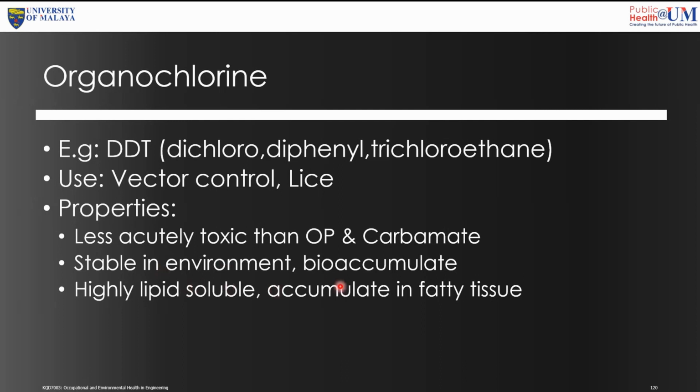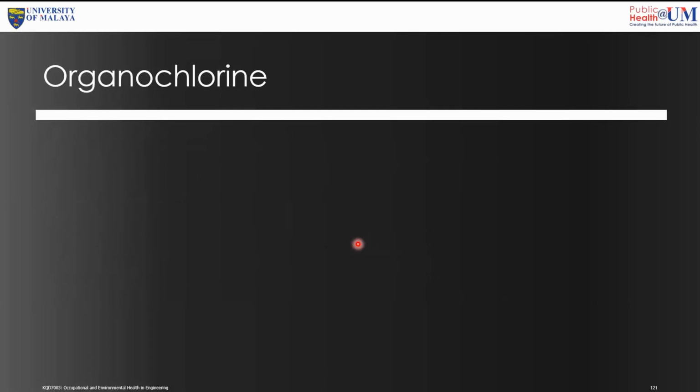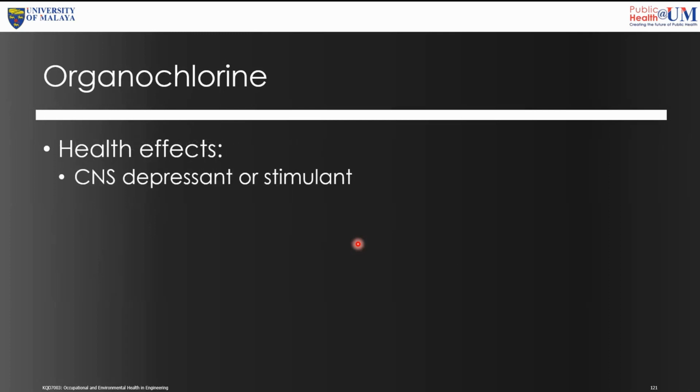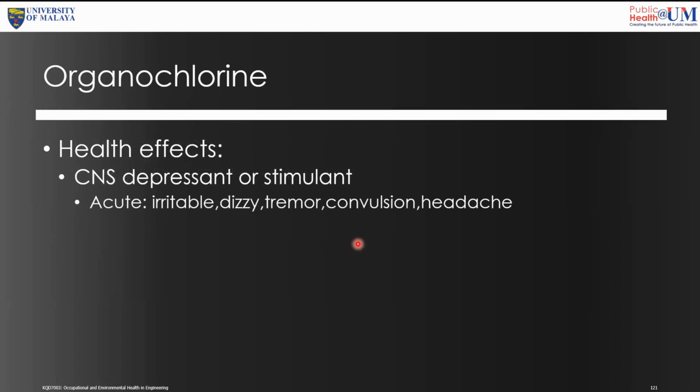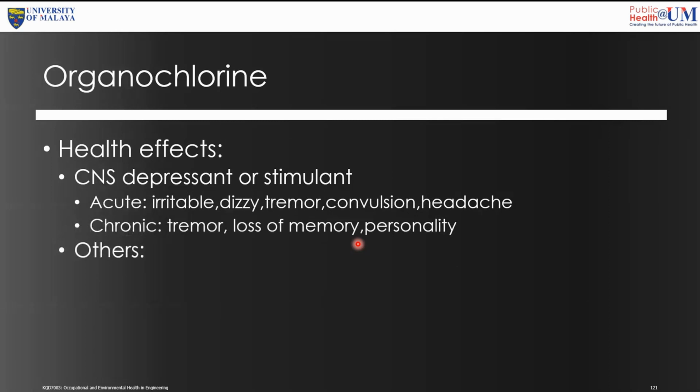It's highly lipid soluble and accumulates in fatty tissue, which means there is bioaccumulation. When we talk about fatty tissue, remember just now we said that when a chemical accumulates somewhere in fatty tissue, we get bioaccumulation. That means you can have DDT in your body for a long period of time, and it can slowly get released. But the effect is still smaller compared to carbamate and also organophosphate.